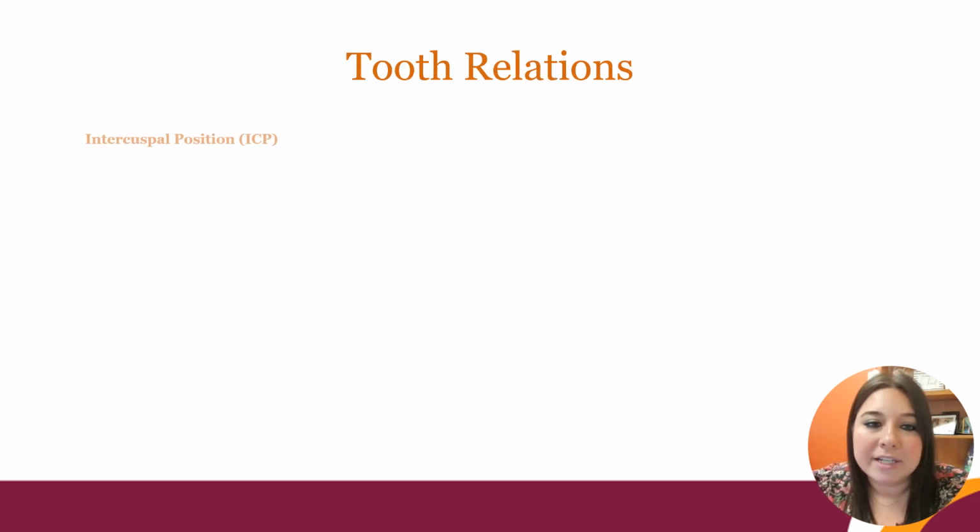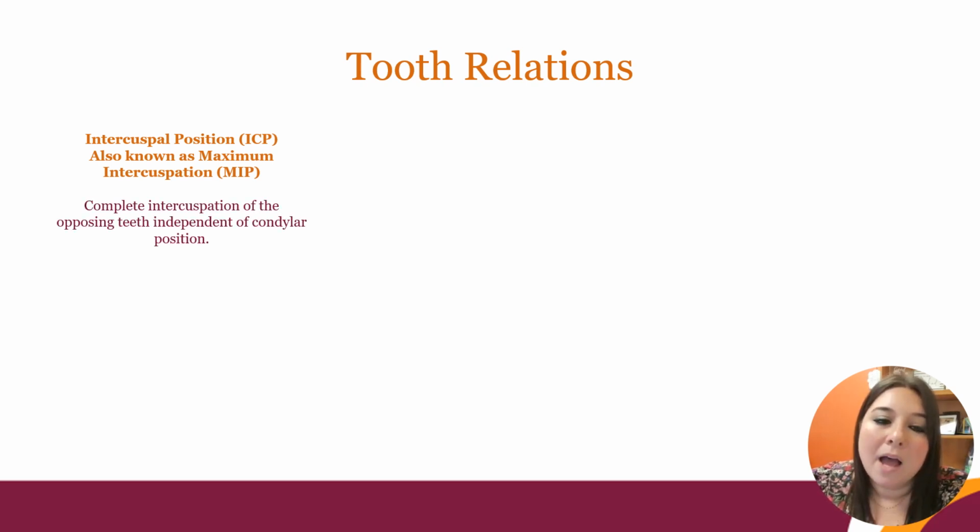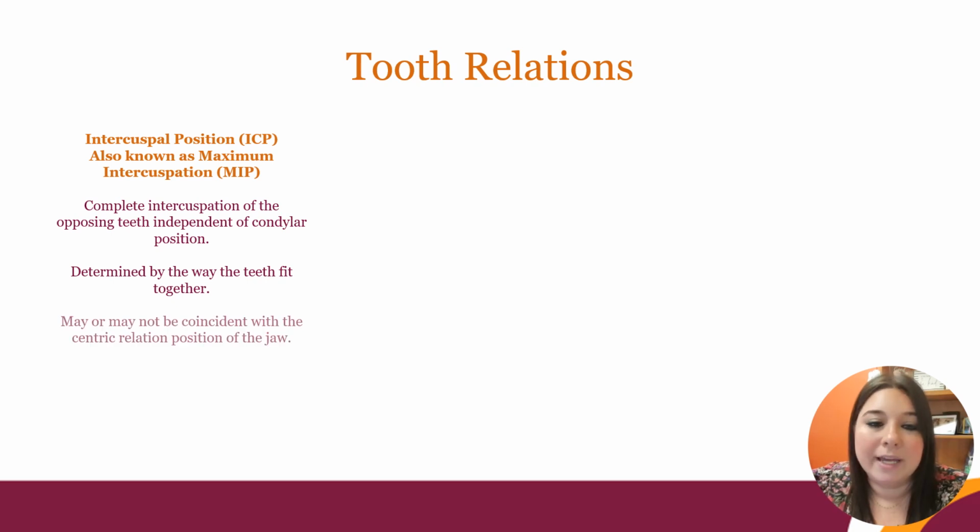Tooth relations. So there's a few different tooth relations we're going to talk about. First is intercuspal position, or ICP. It can also be known as maximum intercuspation, or MIP. This is the complete intercuspation of the opposing teeth independent of condylar position. It is determined by the way the teeth fit together and may or may not be coincident with the centric relation position of the jaw, which we'll get into in a second.